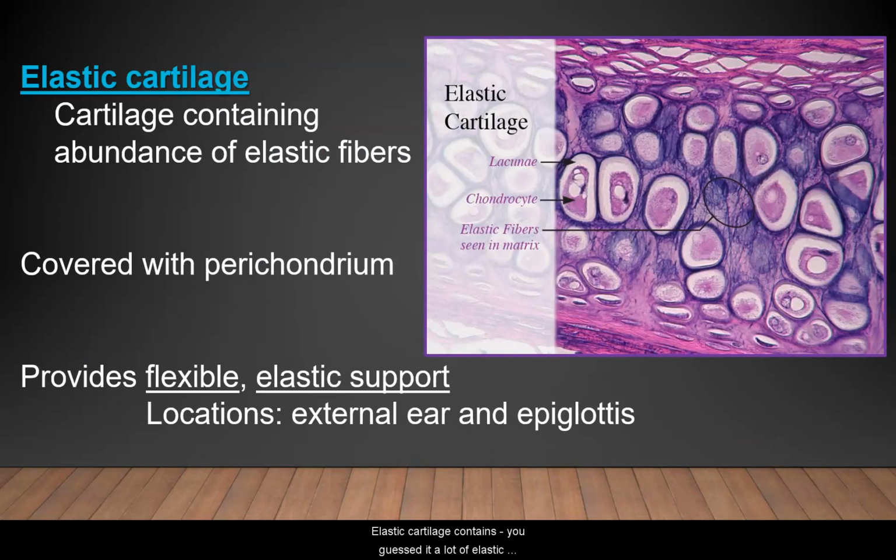Elastic cartilage contains, well, you guessed it, a lot of elastic fibers. It's covered with that perichondrium, and it provides flexible elastic support. The locations are the external ear and the epiglottis.